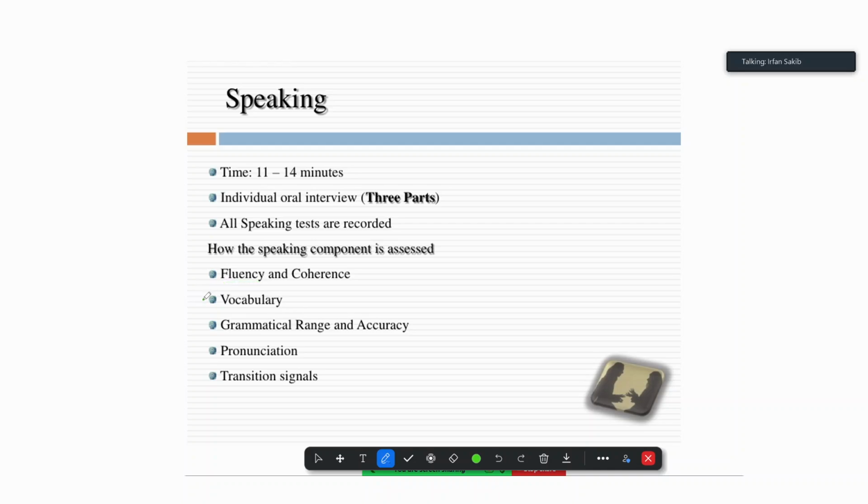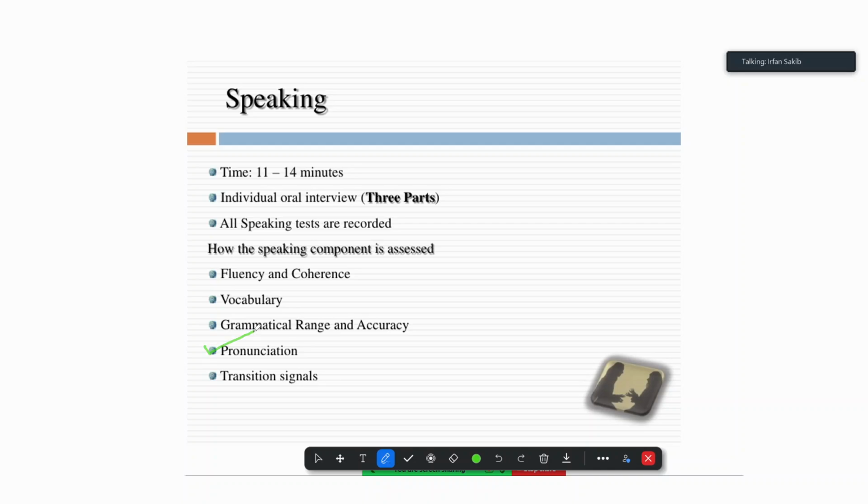Then vocabulary. Are you using only basic vocabulary or sophisticated vocabulary? Number three, grammatical range and accuracy. Are you using proper grammar while speaking? Okay. Then "I ain't got no money." We cannot speak like that, right? We shouldn't speak like that. And then finally, pronunciation.